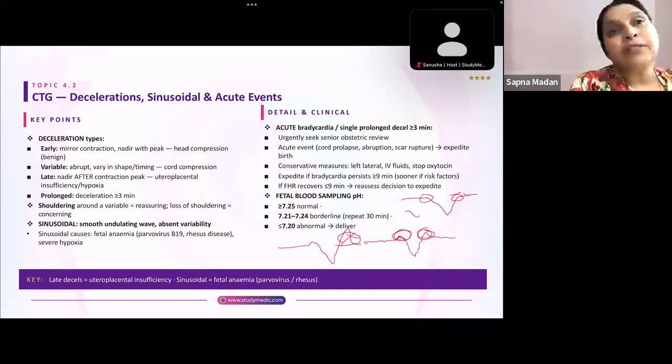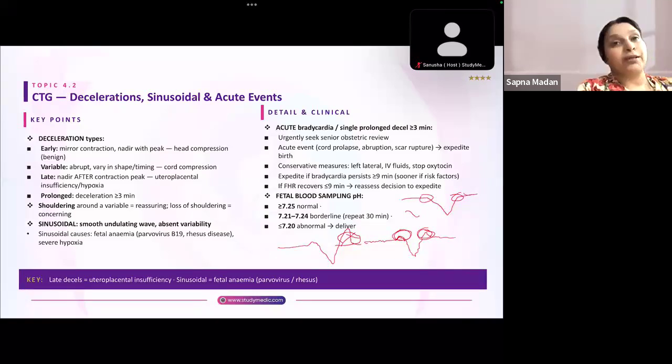What are the causes of a sinusoidal pattern? Fetal anemia or fetal severe hypoxia. So fetal anemia can happen if the mother has had a parvovirus infection early in pregnancy. So that can cause fetal anemia, or there has been some rhesus incompatibility, and the mother is immunized, sensitized, and the baby is getting the RH disease. So that will also cause a sinusoidal pattern in the CTG.